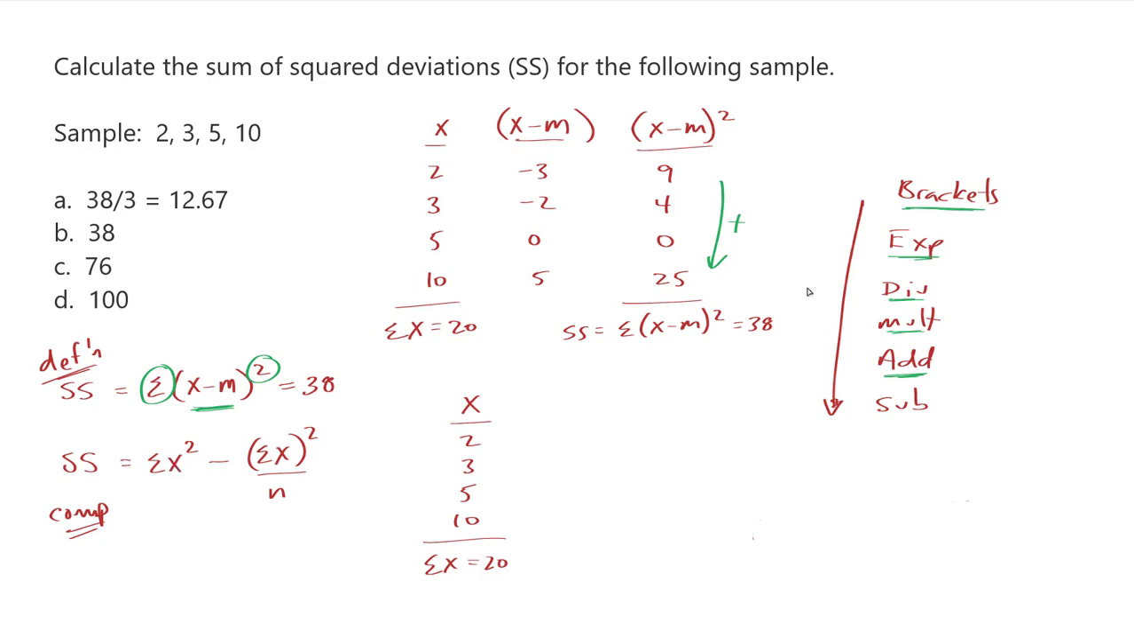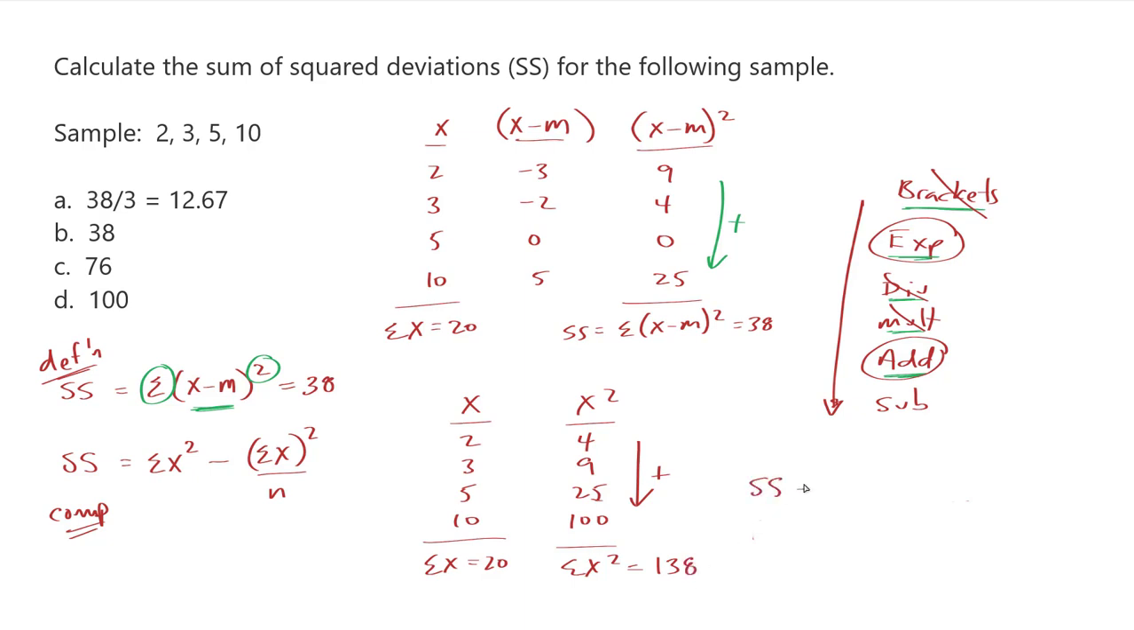What I don't know is the sum of x squared. And there I have to, first of all, do any brackets, but there are no brackets. I do have an exponent. I'm going to take each x and raise it to the power of 2. So 2 squared is 4, 3 squared is 9, 5 squared is 25, and 10 squared is 100. Now that I've dealt with my exponents, and I don't have division or multiplication, I'm going to add up my results, because the summation sign means addition. And that will give me my sum of x squared. So 4 plus 9 is 13, plus 25 makes 38, plus 100 gives me 138.